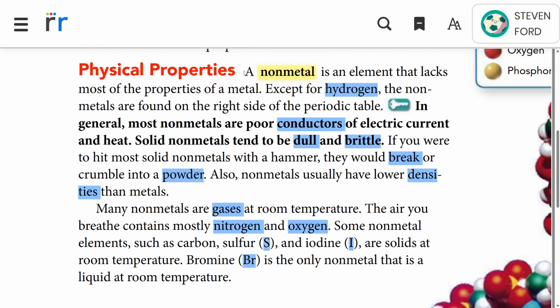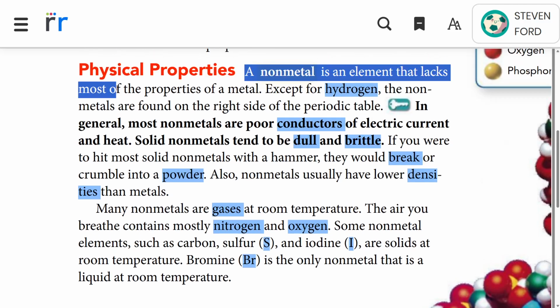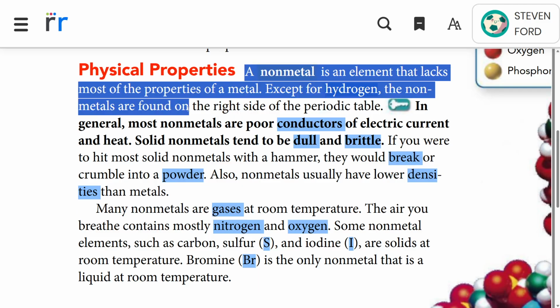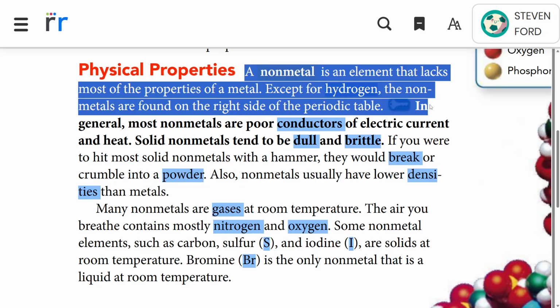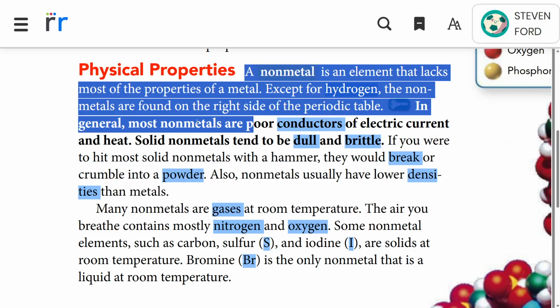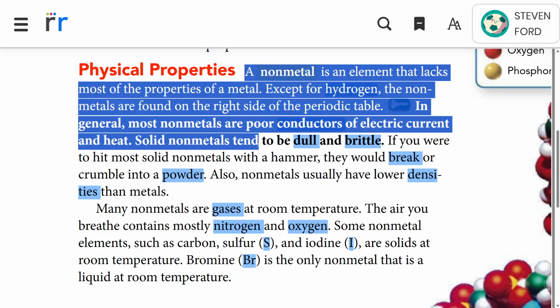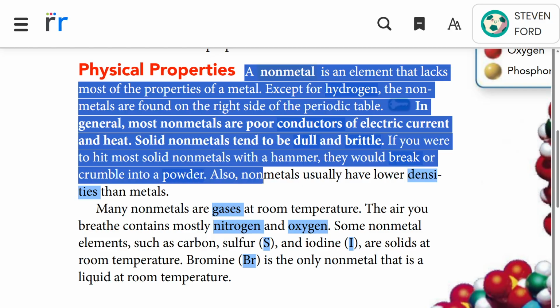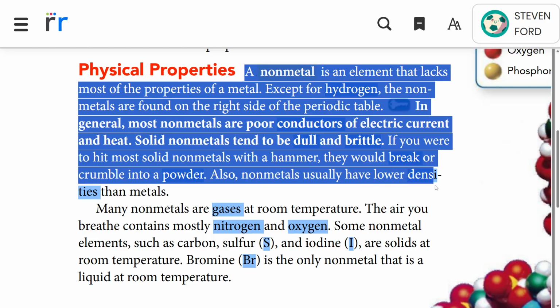Physical properties. A nonmetal is an element that lacks most of the properties of a metal, except for hydrogen. The nonmetals are found on the right side of the periodic table. In general, most of the nonmetals are poor conductors of electricity and heat. Solid nonmetals tend to be dull and brittle. If you were to hit most of the nonmetals with a hammer, they would break or crumble into powder. Also, nonmetals usually have a lower density than metals.